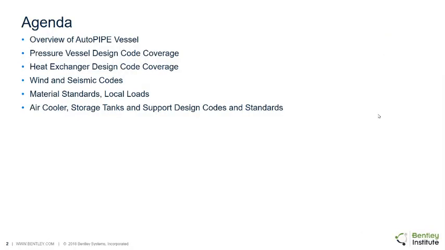Our agenda today will be an overview of AutoPIPE vessel, pressure vessel design code coverage, heat exchanger design code coverage, wind and seismic codes, material standards, local loads, and finally air cooler, storage tanks, and support design codes and standards.